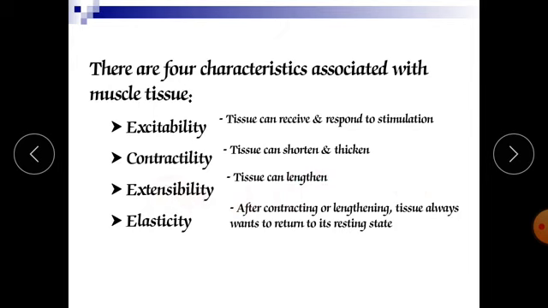The next property is elasticity. After the complete extension, after the complete elongation, when the muscle returns back to its normal position, that typical condition is called elasticity. After contraction or lengthening, tissue always wants to return to its resting state.